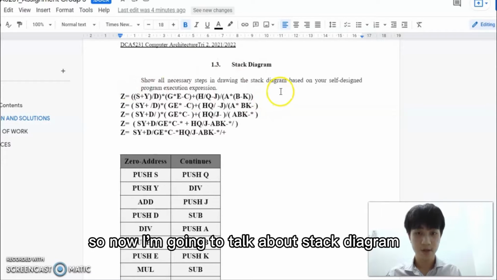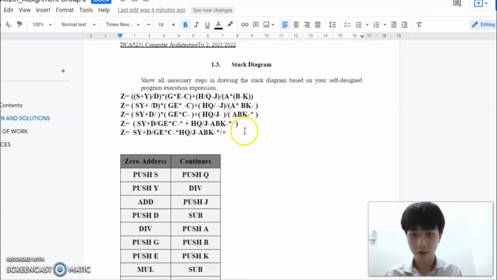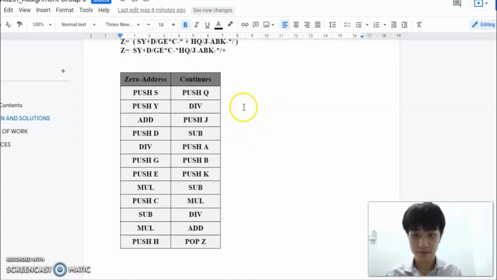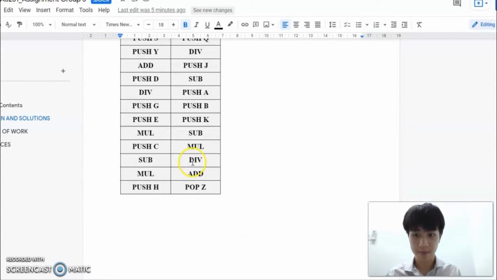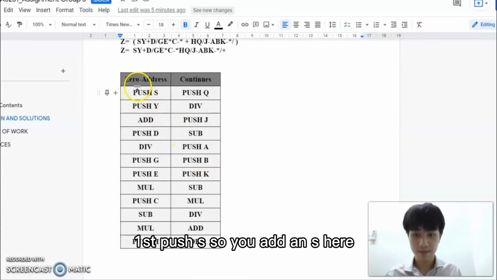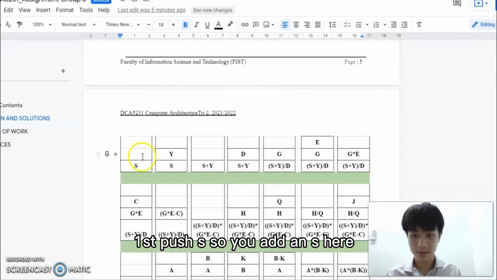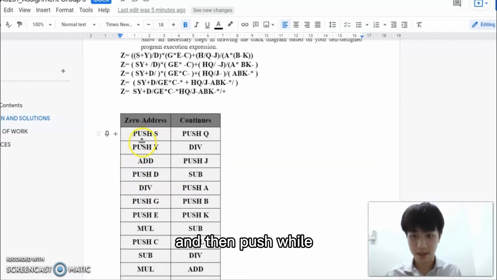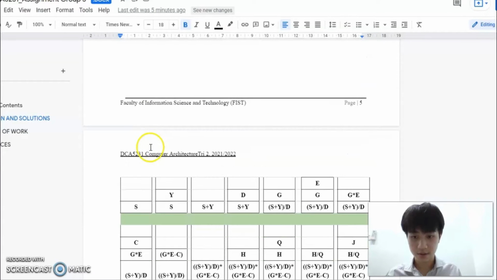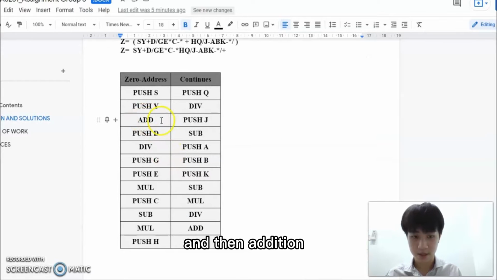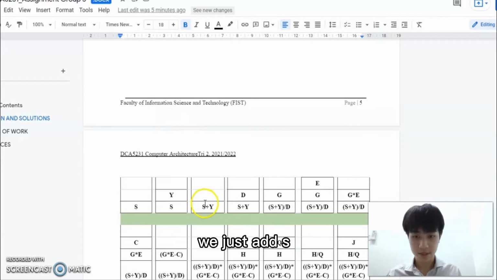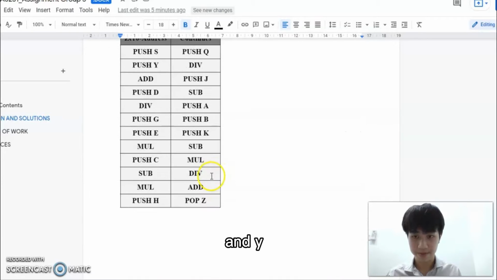So now we'll talk about the stack diagram. Here is our own design program execution expression. So here is the format instruction. So now we'll talk about it. First, push S, so we'll add an S here. And then push Y, we'll just add a Y here. And then addition, we just add S and Y.